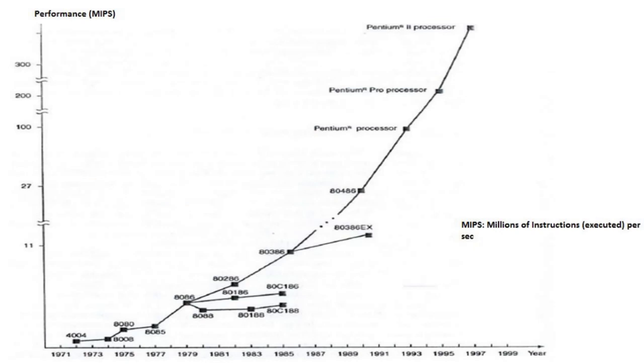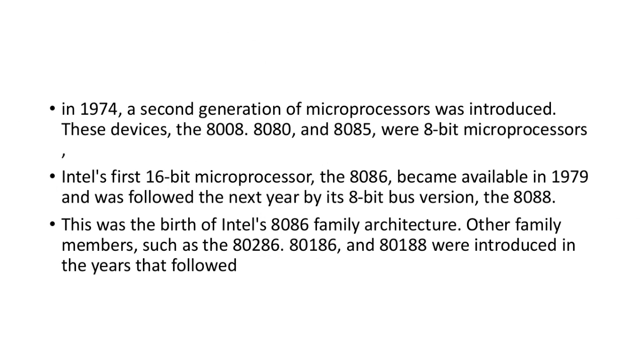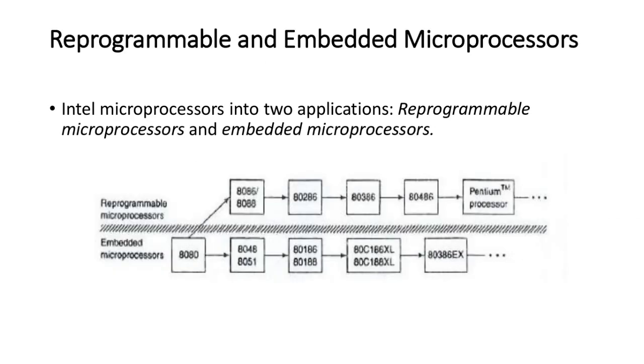Also you can see, it is a graphical presentation of different models of microprocessor over time, with MIPS, millions of instructions executed per second. So definitely it's becoming faster and faster, if you look at it. And this we already said.